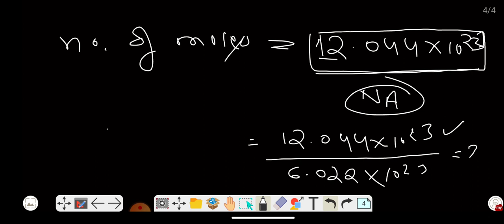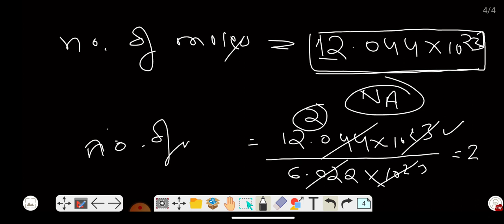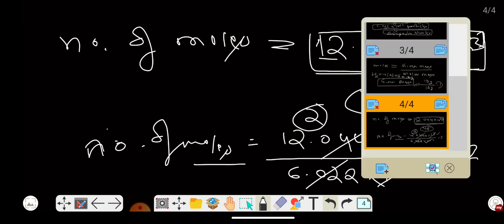So this can be cancelled and this will be 2. So the number of moles is equal to 2. And this way the number of moles can be calculated. Now the second term we will discuss is mole fraction.